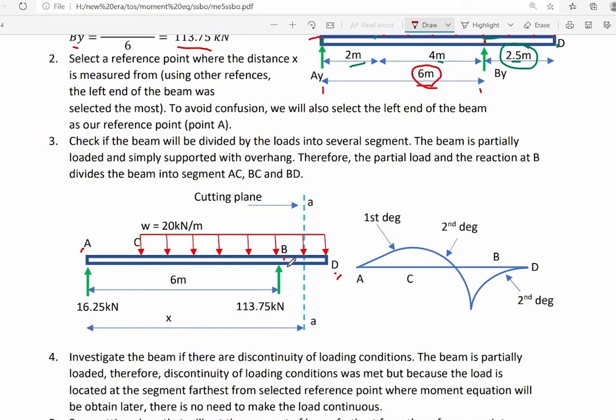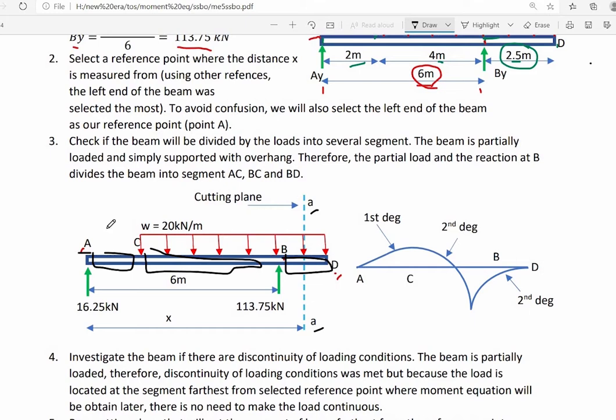Therefore, this support reaction at point B will also divide the beam into segments. In our case, the beam is divided into 3 segments, that is AC, BC, and the last one is segment BD. The segment which is farthest from our selected reference point at point A is segment BD. That is where we will pass a cutting plane. So we will now pass cutting plane A to cut that segment.